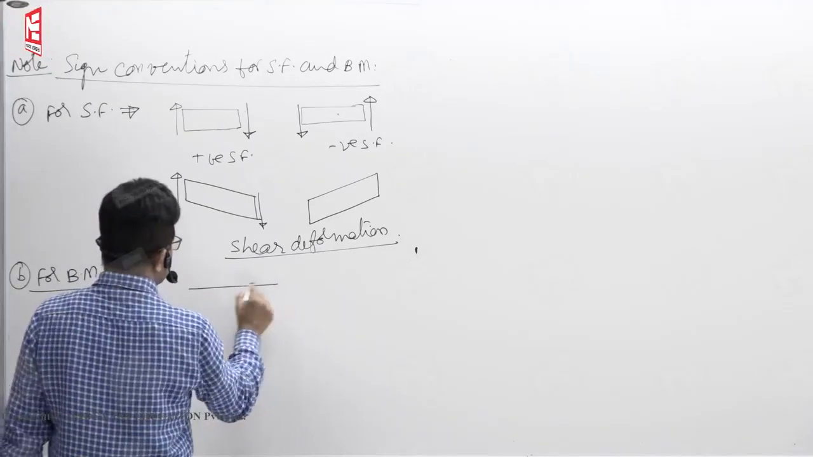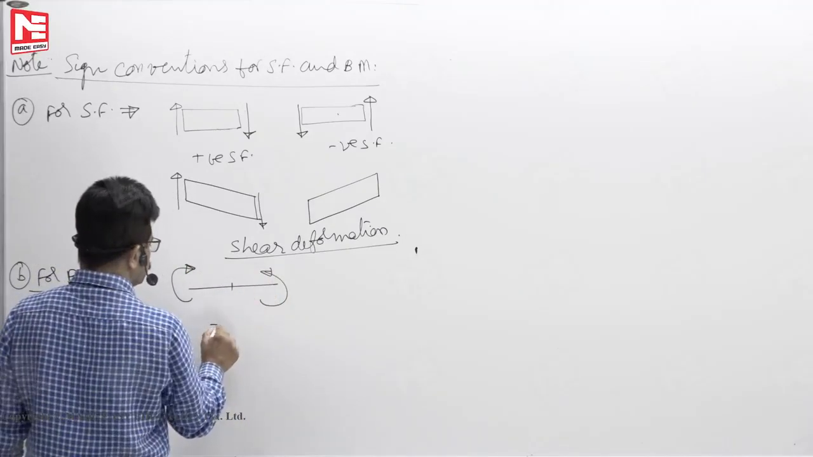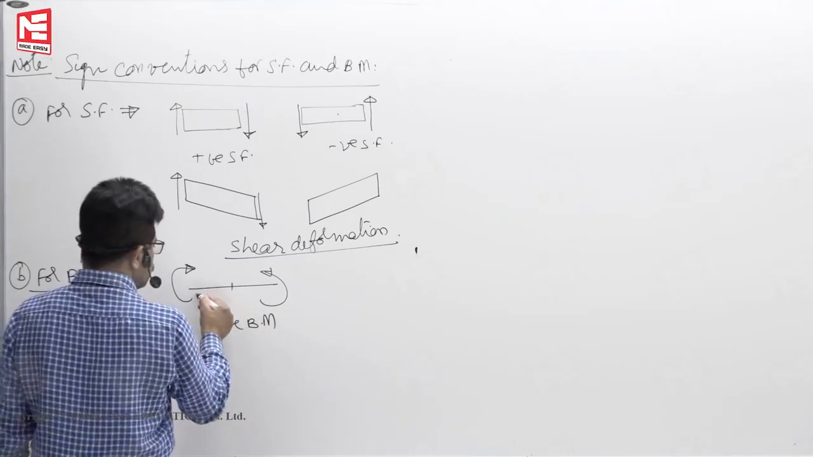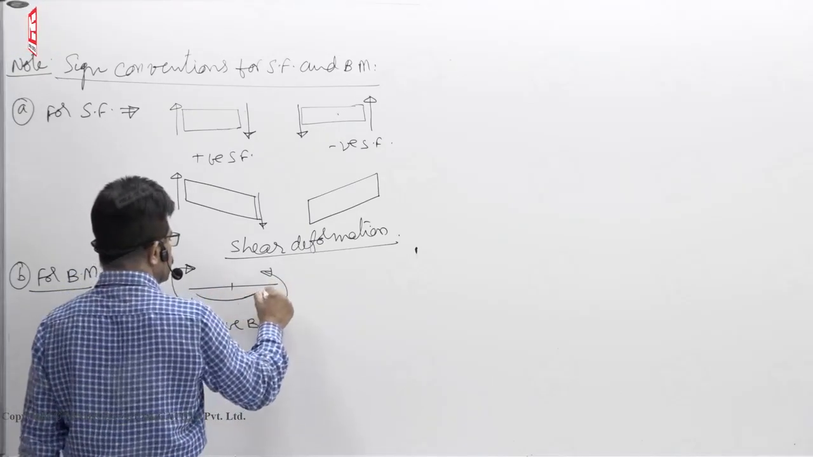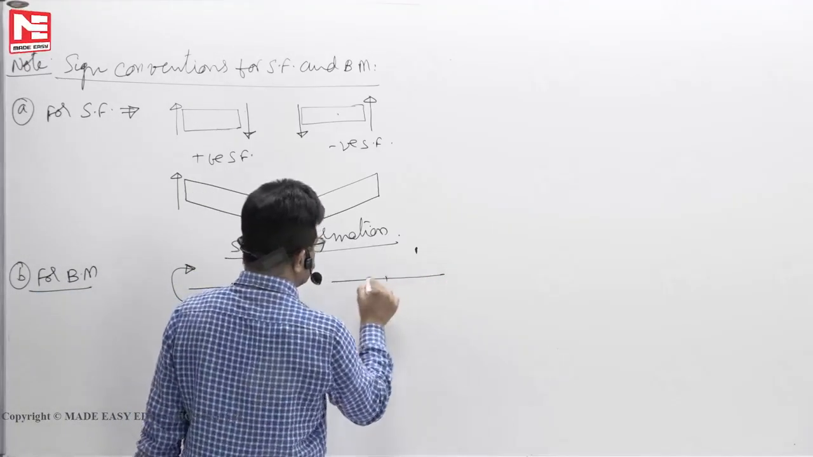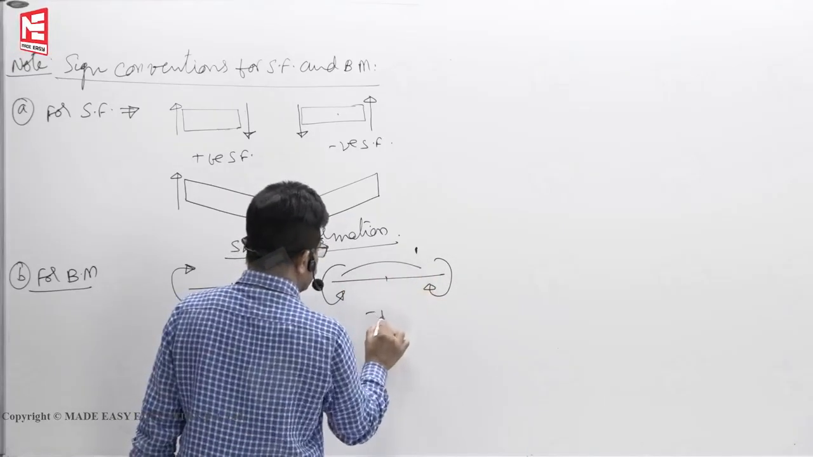This is the positive bending moment you have taken, right? Because of this moment, it will sag like this. Sagging bending moment is taken as positive bending moment. If any moment acts like this, you will take it as negative bending moment.